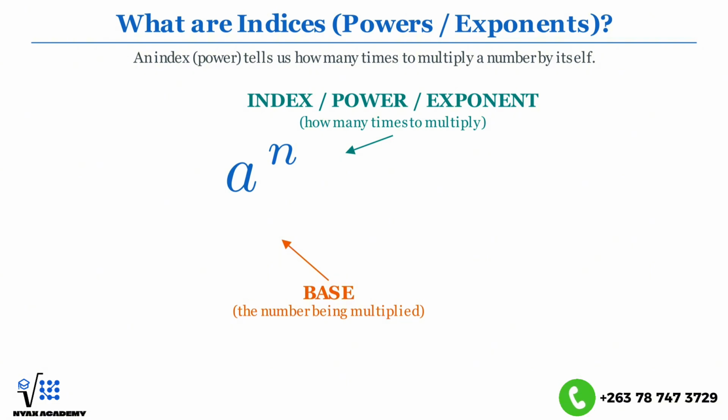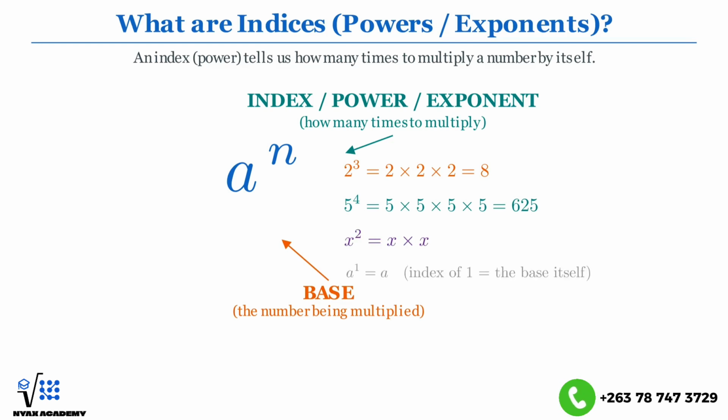For example, kana takapiwa 2 to the power of 3, this means 2 times 2 times 2 towana 8. 5 to the power of 4, to multiply 5 ka 4, 5 by 5 by 5 by 5 towana 625. Kana iri in algebraic terms ukanzi x squared, that means tikuti x times x. And take note that any base raised to 1 tinowana that base.